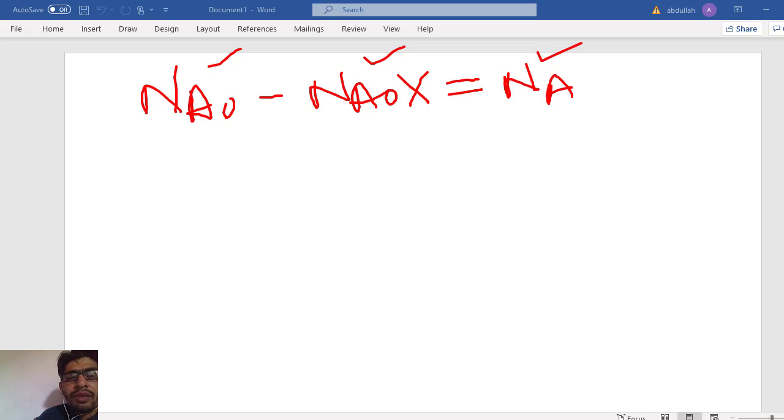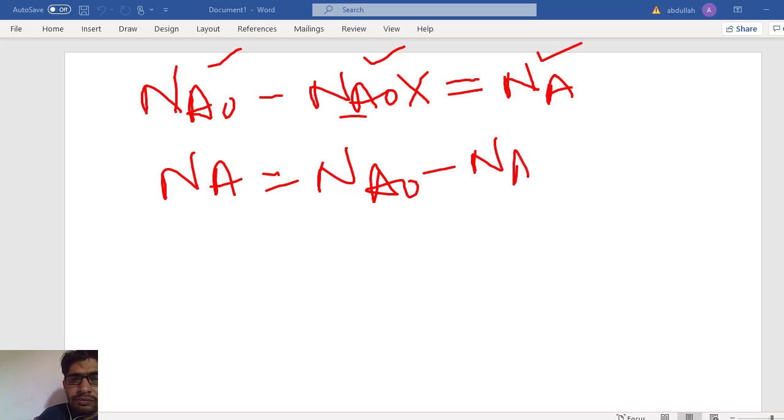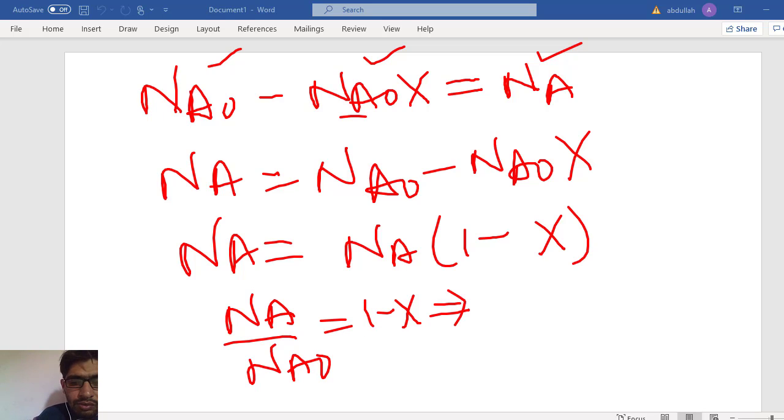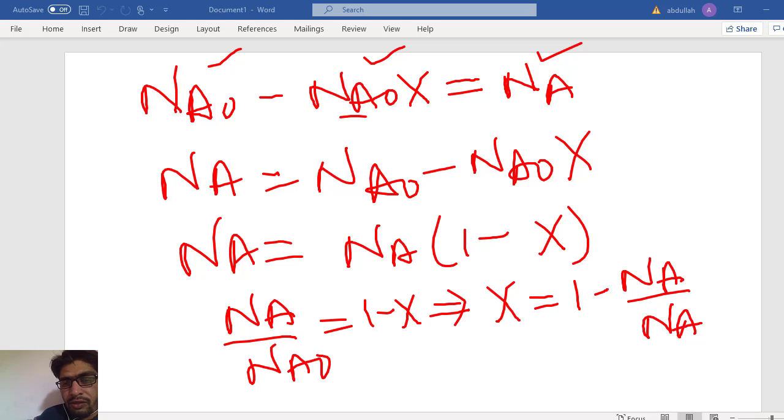So from this we will derive the conversion of A, which is Na equal to N0 minus N0 x. So it is Na equal to N0 into 1 minus x, simple mathematics. Or we can also say that Na divided by N0 is equal to 1 minus x, which gives x equal to 1 minus Na divided by N0. The N0 is high and Na is small, so conversion is always less than 1.